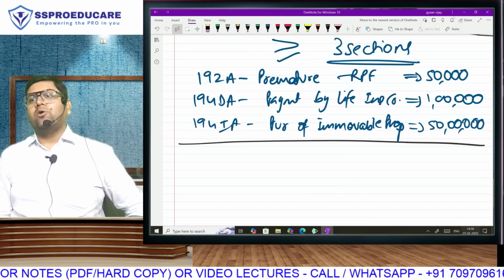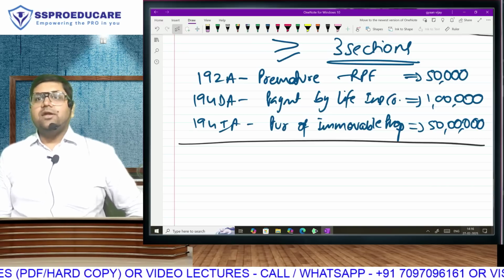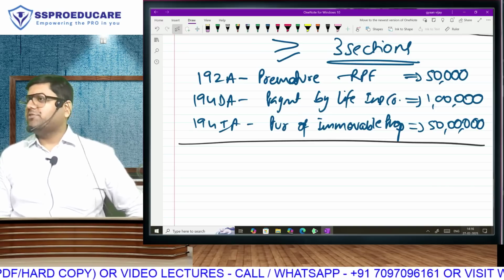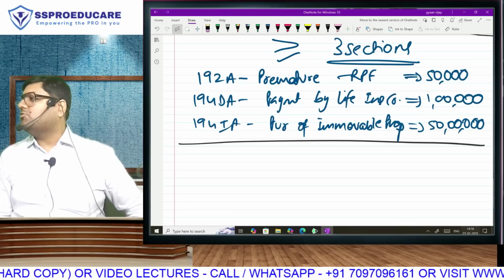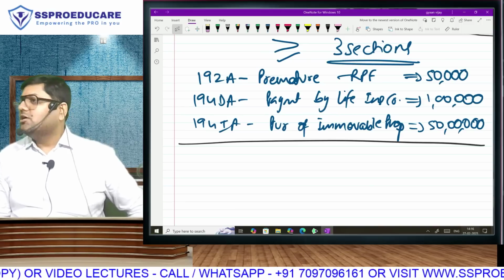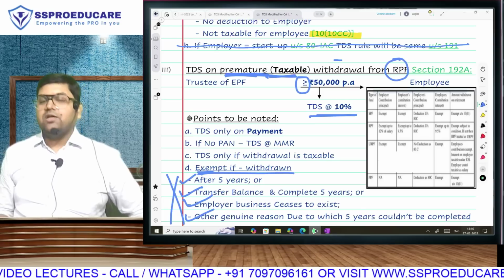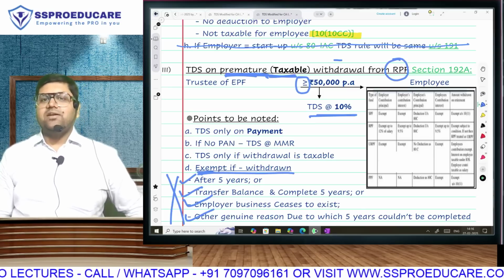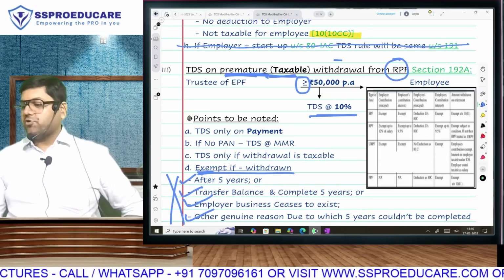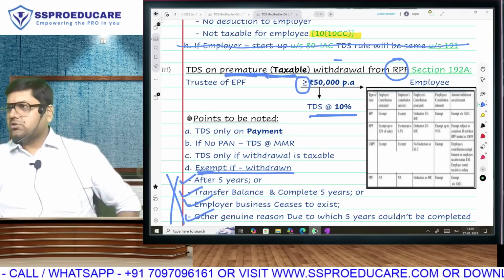Now then, if you know the monetary limit, professional fees, exact 30,000, no TDS. Interest, there are 3 amounts, 5,000, 40,000, 50,000. In all the cases equal to amount, no TDS. Commission 15,000, no TDS. Rent 2,40,000, no TDS. There are only 3 sections where equal to will attract TDS. And in the beginning of the chapter only we come across one of them. 192A, premature withdrawal from RPF will attract TDS if it is exact 50,000 also.